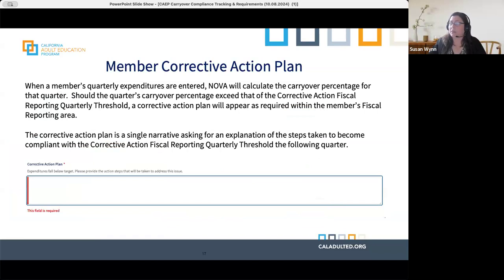Keep this moving. When a member's quarterly expenditures are entered, NOVA will automatically calculate the carryover percentage for that quarter. Remember that the carryover threshold is set in the CFAD. But should the quarter's carryover percentage exceed the fiscal reporting quarterly threshold, a corrective action plan appears as required within the member's fiscal reporting area. The corrective action plan is a single narrative asking for an explanation of the steps taken to become compliant. So if a consortium member has carryover and they exceed their internal carryover threshold, they will need to complete a member corrective action plan. That's the moral of that story. So if we go to the next slide, please.